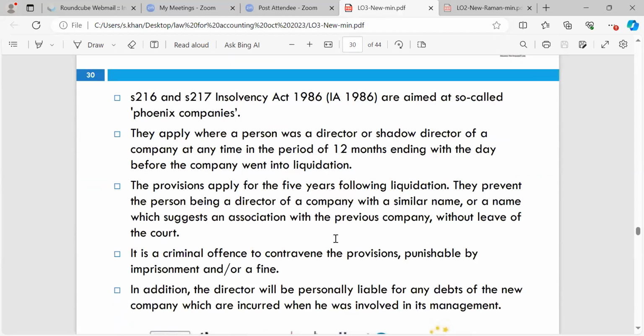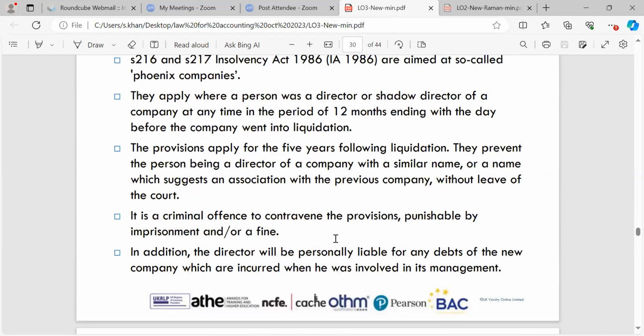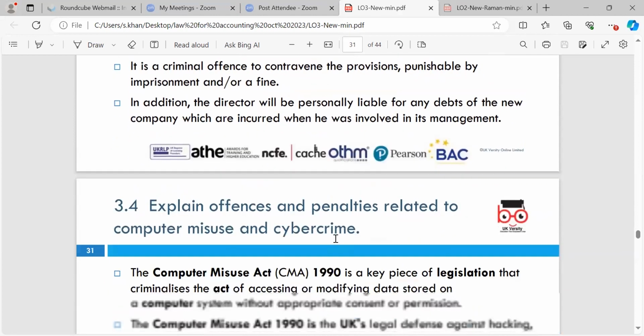Phoenix companies: Sections 216 and 217 of the Insolvency Act 1986 are aimed at so-called Phoenix companies. They apply where a person is a director or shadow director of a company at a time in the period of 12 months ending with the day the company went into liquidation. The provisions apply for 5 years following liquidation. They prevent the person being a director of a company with a similar name, or a name which suggests an association with a previous company, without leave of the court. It is a criminal offence to contravene the provisions, punishable by imprisonment or a fine.